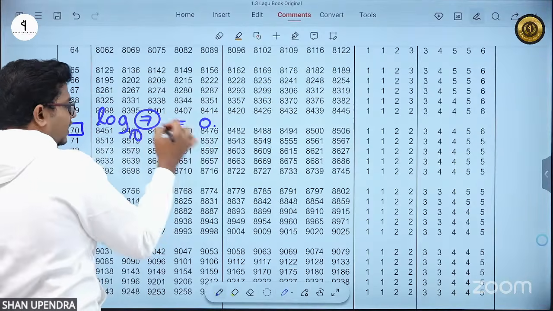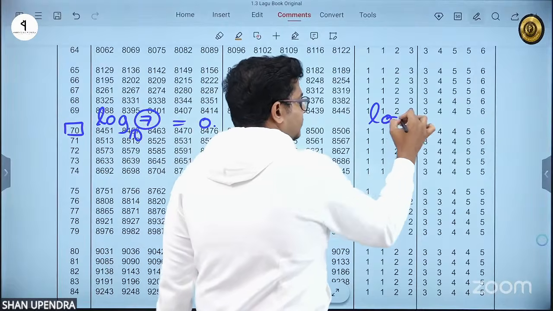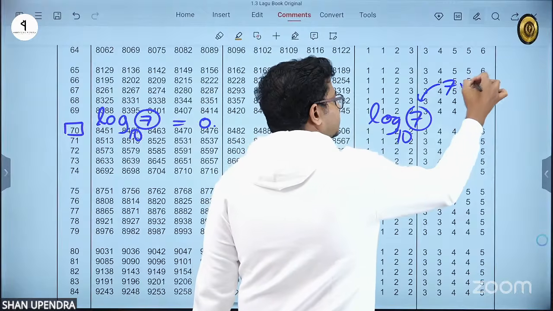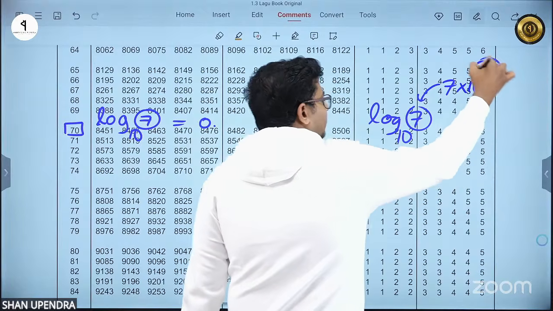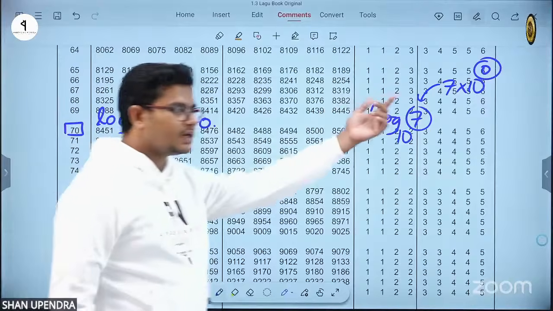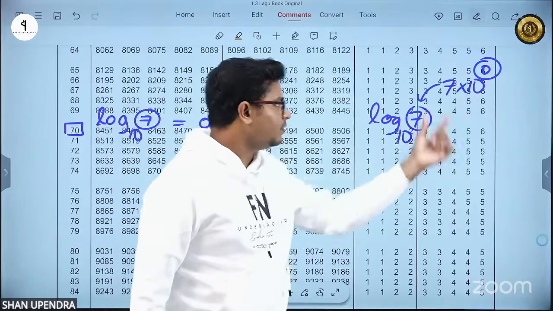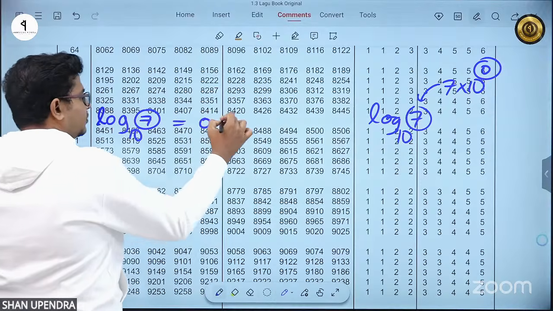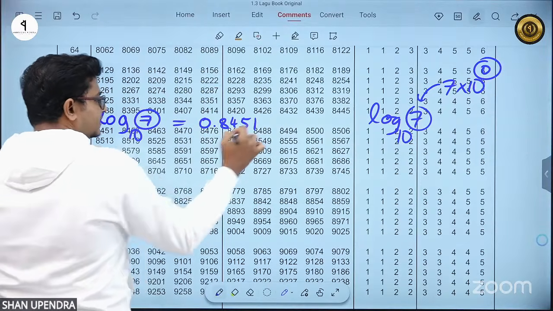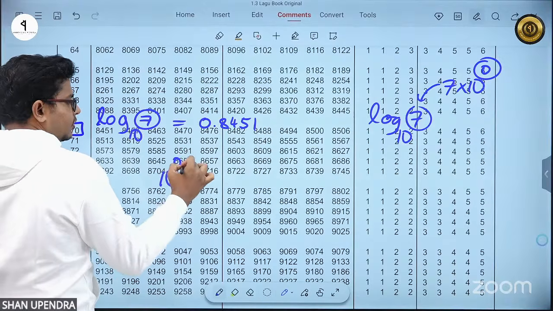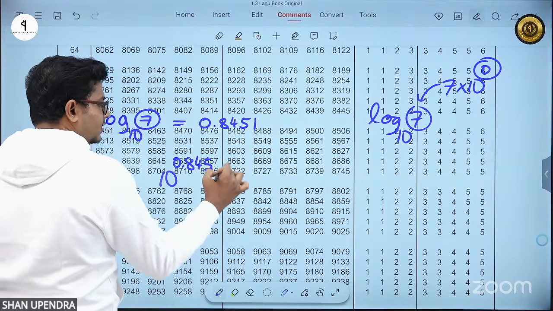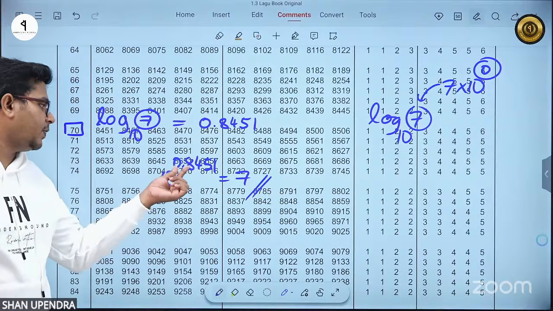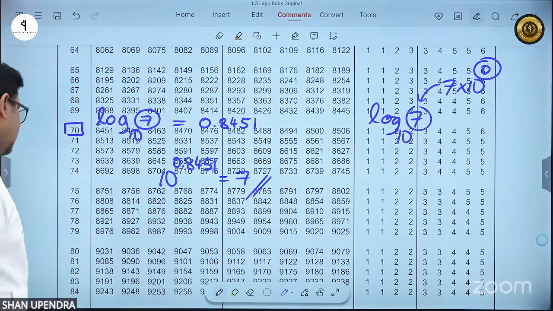My bad. You can write this as log base 10 of 7, which is actually 7 into 10 to the power 0. So you can represent simply, this is a pattern. We can represent 10 to the power 0. Okay, so here we can represent 0.8451. The concept is 10 to the power 0.8451 equals 7. 10 to the power 0.8451 equals 7. This is the concept.